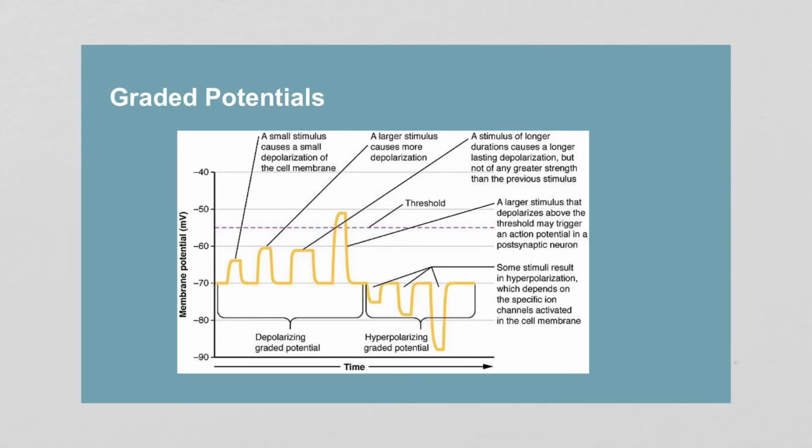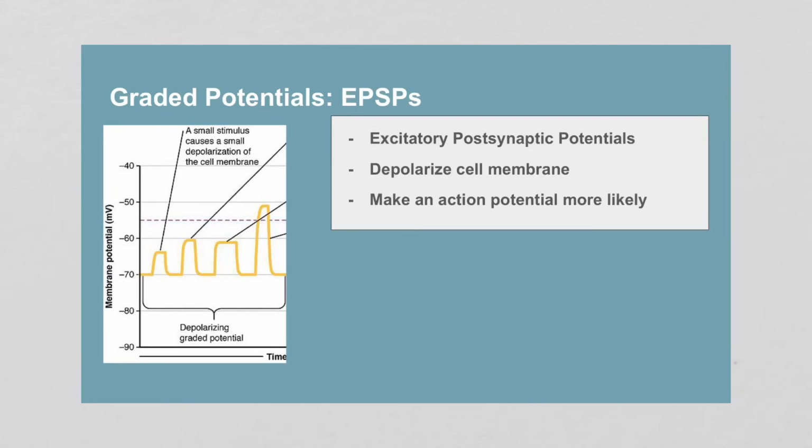And some graded potentials are going to decrease the likelihood of an action potential. And so they're going to move away from threshold. So we have depolarizing over here and hyperpolarizing over here. Both of these graded potentials have special names. EPSP is the shortened version of excitatory postsynaptic potentials. So as I mentioned before, excitatory postsynaptic potentials make it more likely for an action potential to occur. So it's going to bring the cell closer to threshold. And another way of explaining what happens there is that it depolarizes the cell membrane.